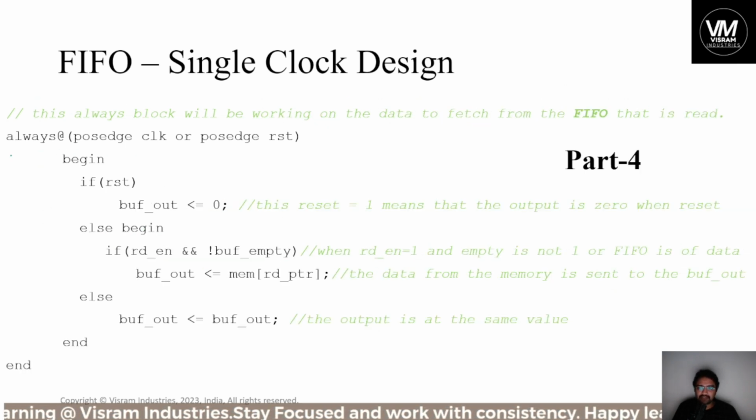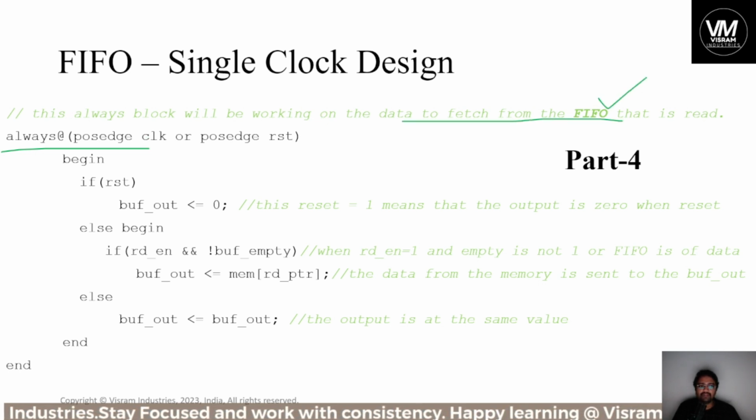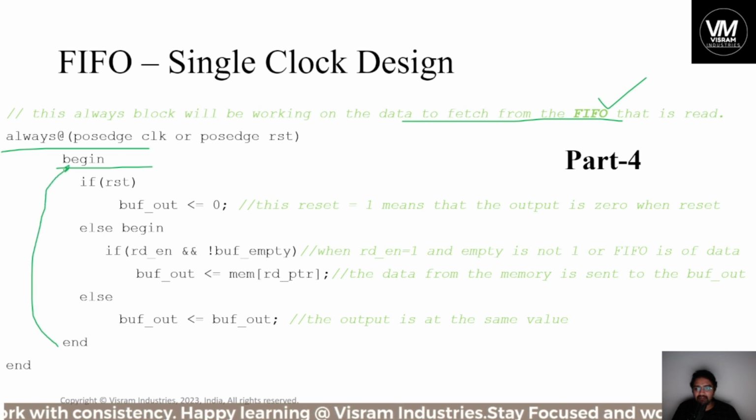Now go to the next always block. This always block will be working on the data to fetch from the FIFO, that is read. So now we are purely reading it. How do we read it? From the memory we will read it. So it is like begin the process, and end it.